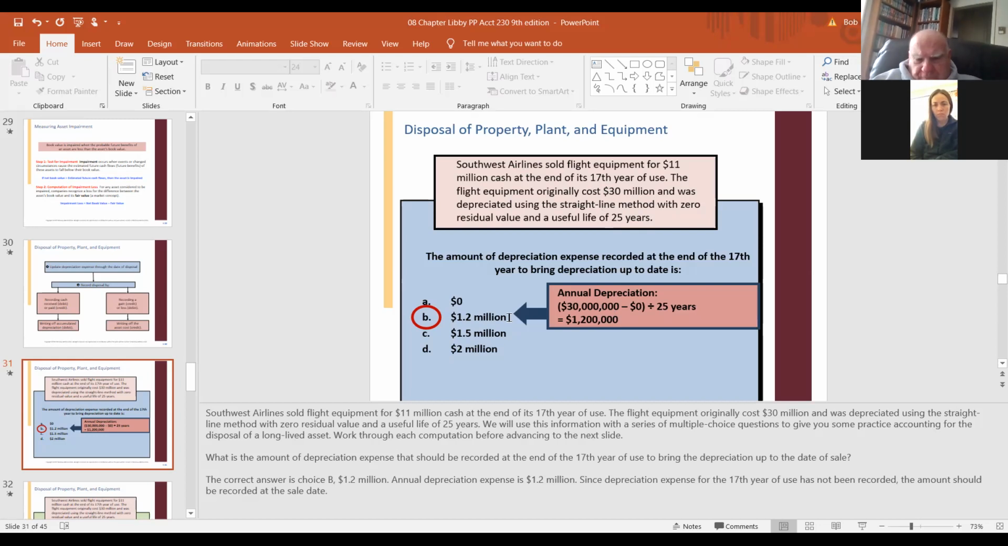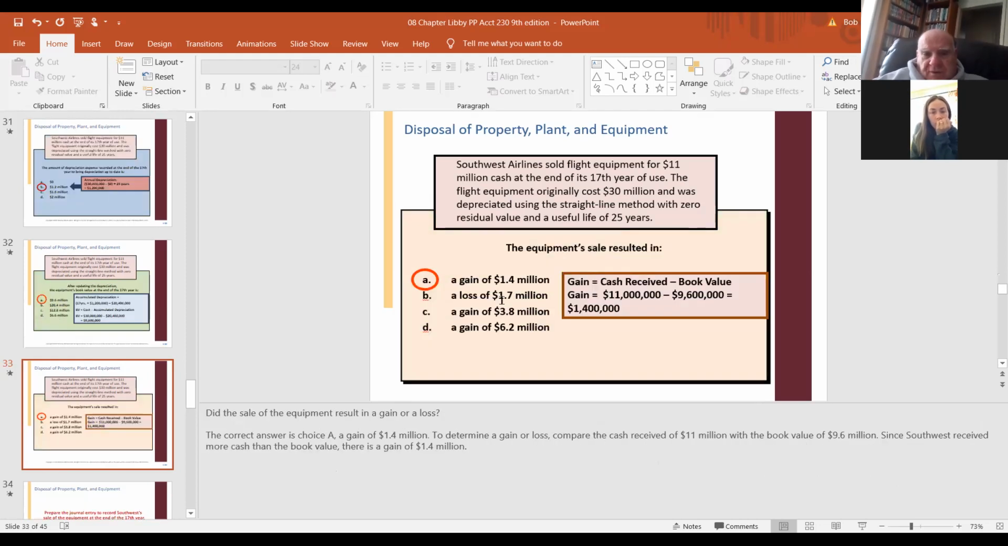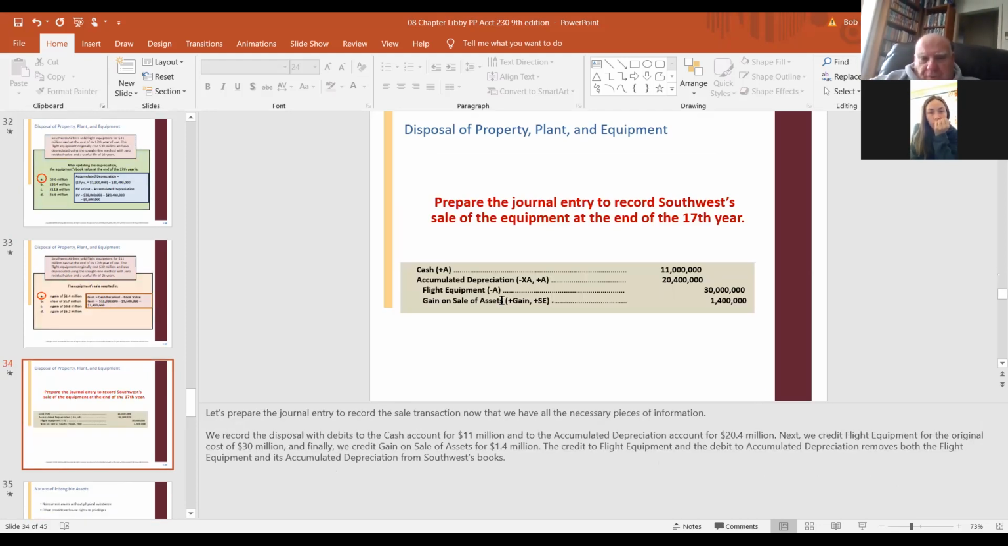Or what are they asking for? Anyway, the total depreciation expense. Are these numbers correct? This is what I hate. 17 times 3. We'll pretend these numbers are correct because the point is you must record. I'm going to skip these because I don't think they're helpful at this point.